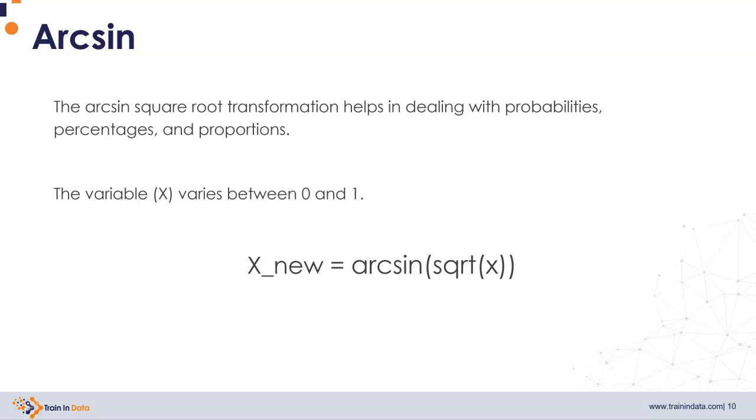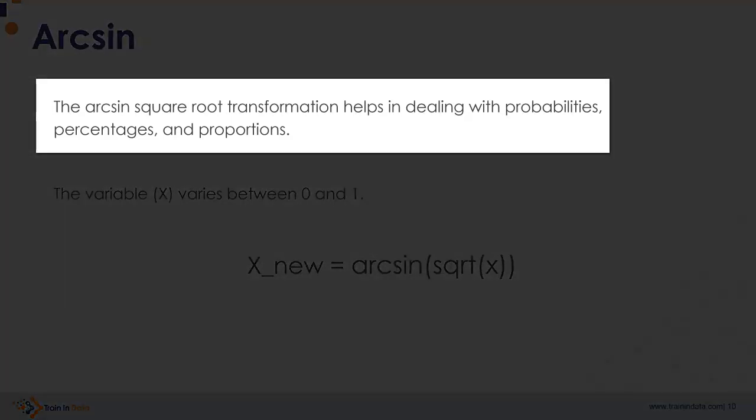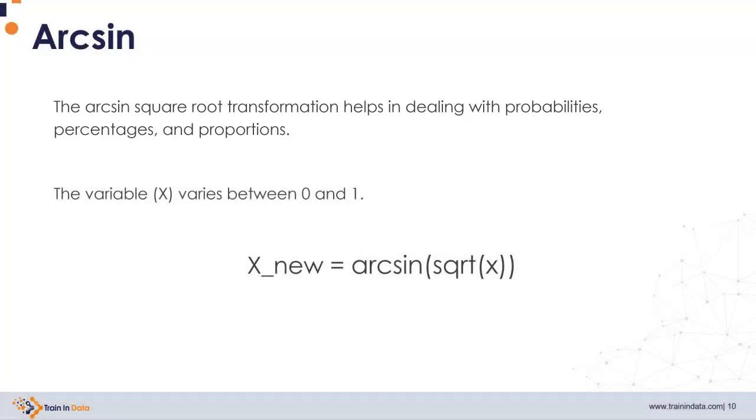The arcsin square root transformation is good at dealing with probabilities, percentages, and proportions, so these types of variables, and the values of the variable that is going to be transformed should vary between 0 and 1. And it's given by the arcsin of the square root of the variable.